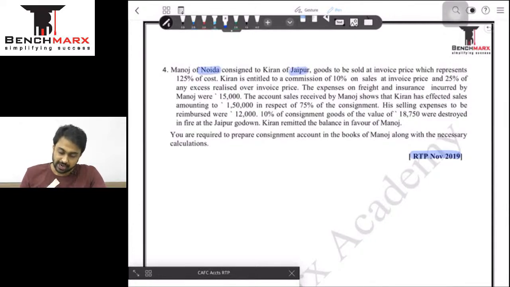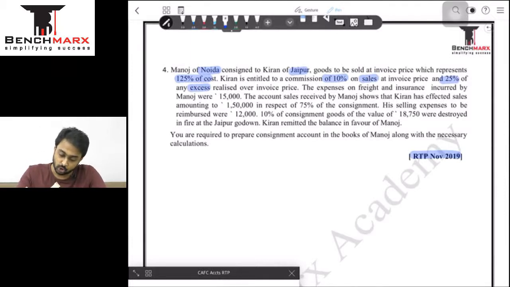Goods to be sold at invoice price which represents 125% of cost. So if cost is 100, the invoice price is 125. That means the loading content is 25. Commission is 10% of sales at invoice price and 25% of excess realized above invoice price. We have solved sums like this, it shouldn't be a problem.